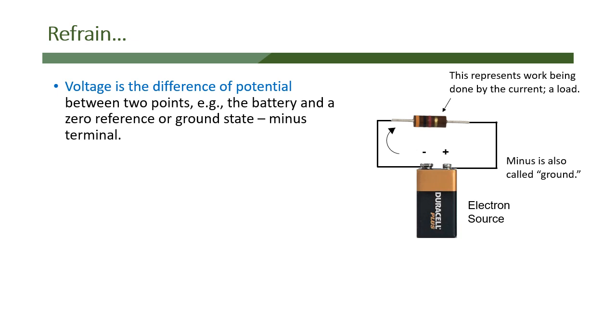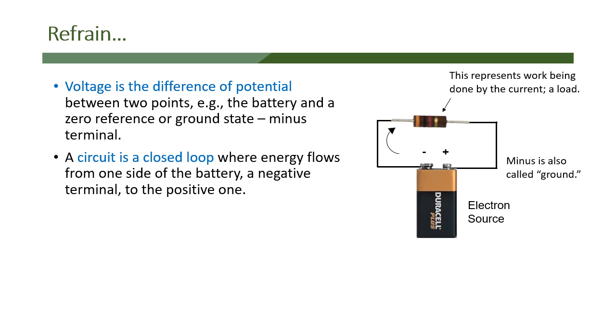The minus we call ground in DC. In AC, we don't have a ground, we have what's called neutral. That's a bit different, and it doesn't act like a ground like we do in DC, but for DC, the minus side of a battery is called ground. And a circuit, as you can see here, is a closed loop where energy flows from one side of the battery, the negative terminal, to the positive side. And so that becomes a closed loop.